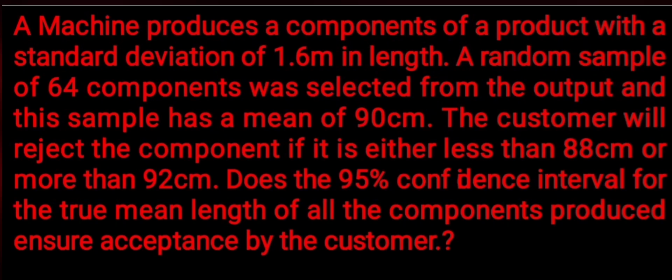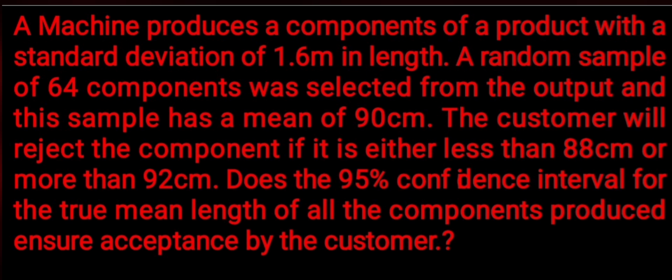In today's class, we are going to look at a question on confidence interval in statistics. A machine produces a component of a product with a standard deviation of 1.6 meter in length. A random sample of 64 components was selected from the output, and this sample has a mean of 90 centimeter. The customer will reject the component if it is either less than 88 centimeter or more than 92 centimeter.